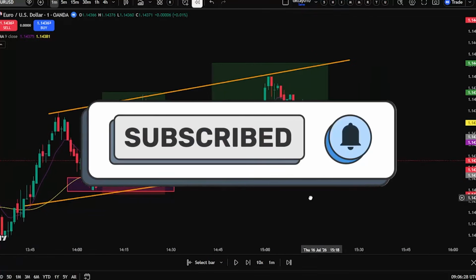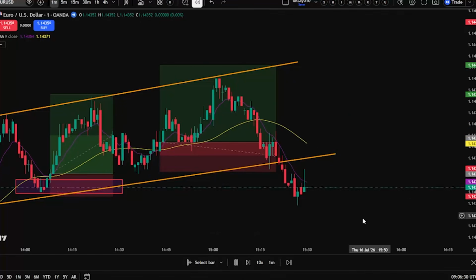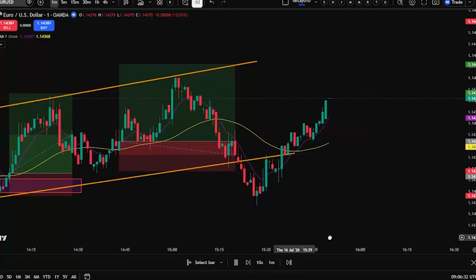As you can see, the price has bounced back from an area and gone up again. These setups are good.